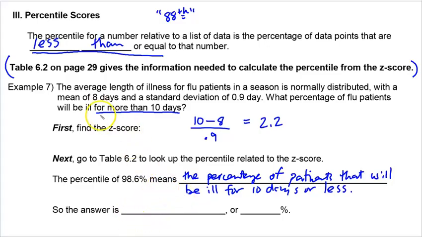So we want the percentage that will be ill for more than 10 days. We're going to have to do 100% and subtract off the 98.6 to give us the number that would be ill for more. When you get a percentile, you're always thinking that is less than or equal to a given number. And when you're asked to find greater than the number, you'll have to do this little subtraction exercise.